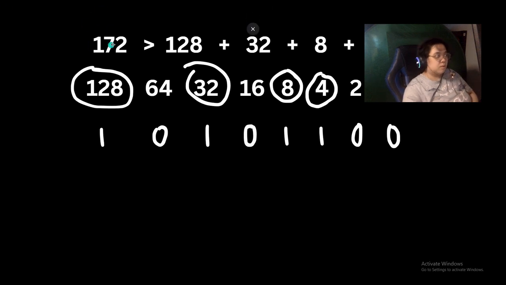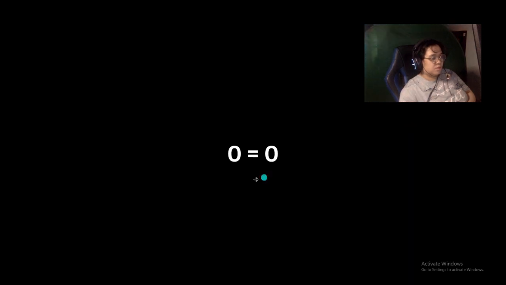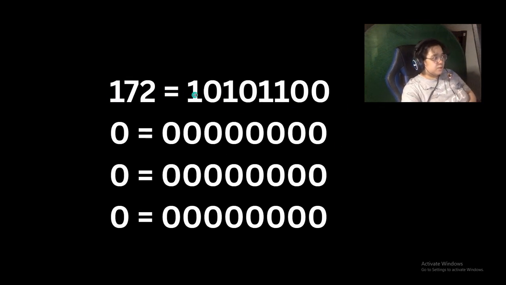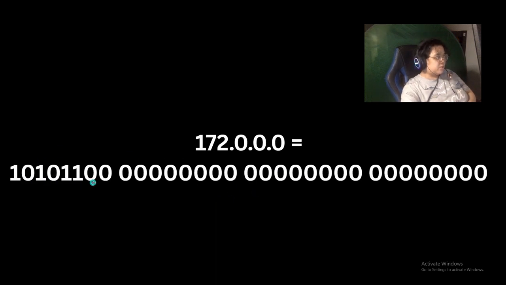For the third one, we have 172.0.0.0. For 172, we solved it like this. We have 128. 172 minus 128 is 44. Minus 32, we have 12. And 12 minus 8 is 4. And 4 minus 4 is 0. The circles, we have 128, so that's 1, 0, 1, 0, 1, 1, 0, 0. For 0, we have it as is, just like the number 1 we had earlier. You don't have to do anything but add 7 zeros before it. So 172 is equal to 10101100, and for the zeros, we have 8 zeros for each.